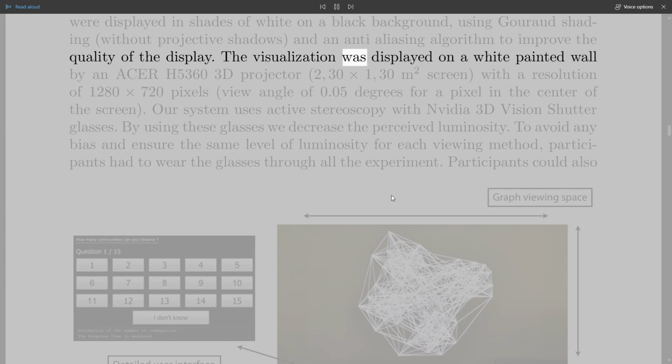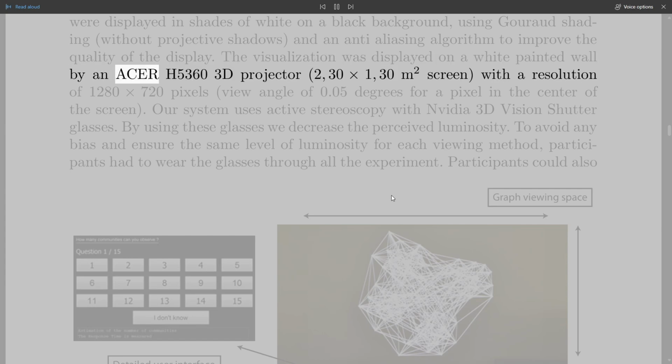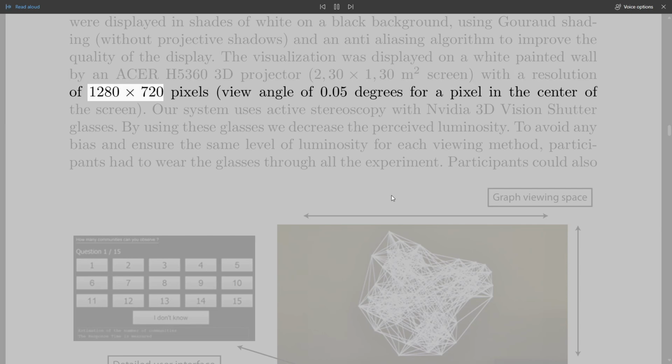The visualization was displayed on a white painted wall by an Acer H5360 3D projector, with a 30x130 m² screen and a resolution of 1280 by 720 pixels. The view angle is 0.05 degrees for a pixel in the center of the screen.